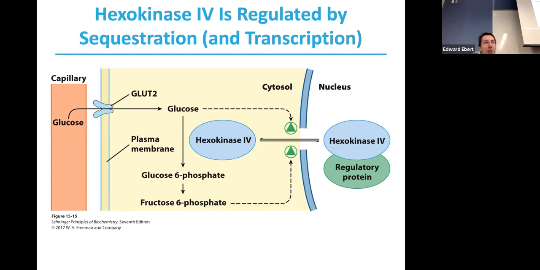So what happens if you go on like a sugar-free diet, no carb diet? Well, you're going to stop making as much hexokinase, and the transcription level will go down. You'll have fewer molecules of hexokinase 4 in there.